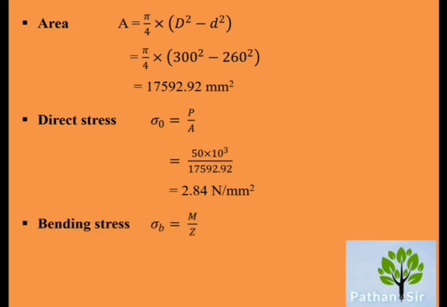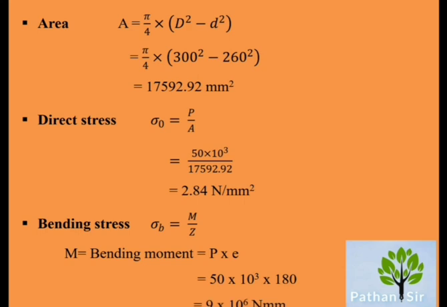In the next step we will find bending stress. Bending stress is given by sigma b is equal to M divided by Z, where capital M is the bending moment, which is equal to load multiplied by eccentricity. So load is 50 into 10 raised to power 3 and eccentricity is 180 mm. Multiplying both values, we get M equal to 9 into 10 raised to power 6. The unit is Newton mm.